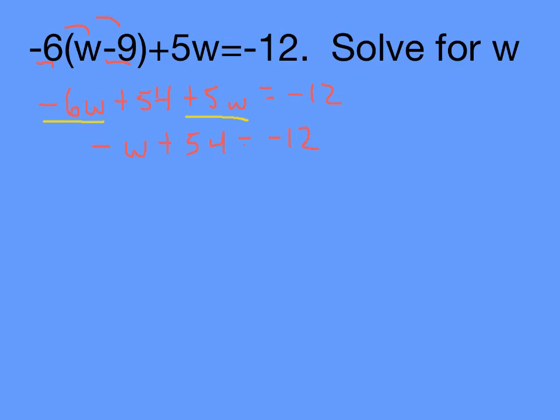Again, the constant is the 54, so doing the inverse on both sides. So negative 1 times w equals negative 66. Because we have here a negative w, we do need to take care of that. And because we treat that as a negative 1, we're going to divide both sides by negative 1. So w will equal a positive 66.